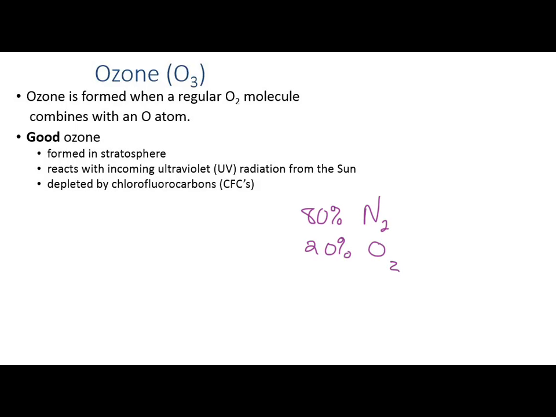So regular oxygen actually has 2 oxygen atoms that are stuck together. Now ozone, you probably heard of ozone. Ozone actually has 3 oxygens stuck together, okay? So the formula for ozone is O3.